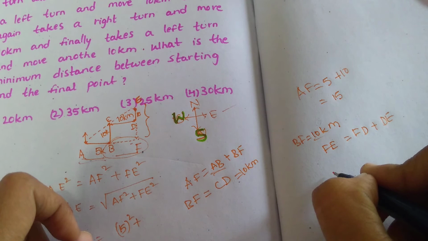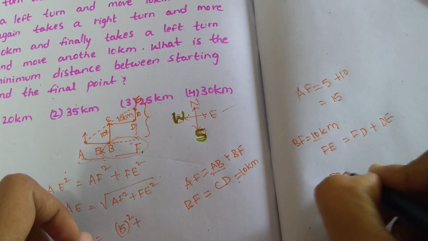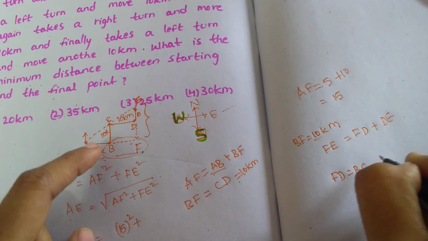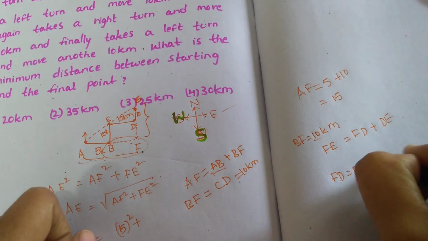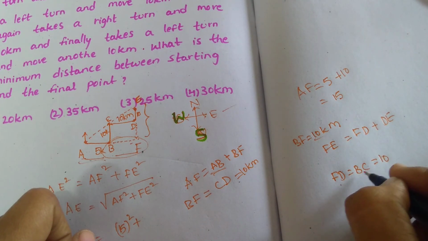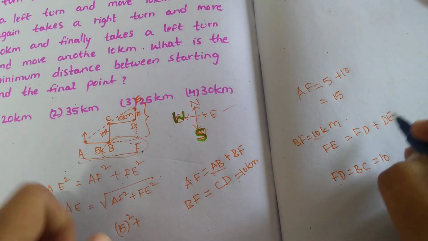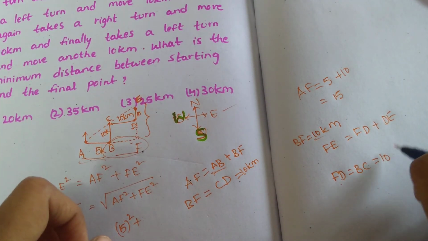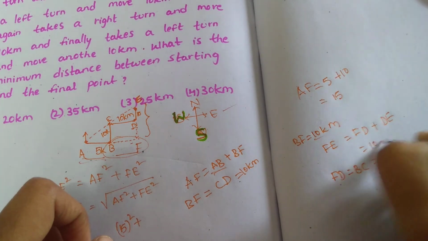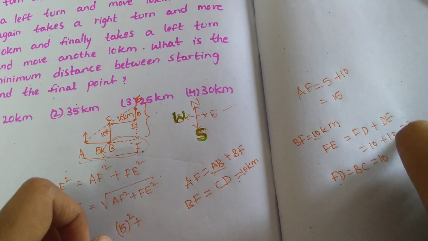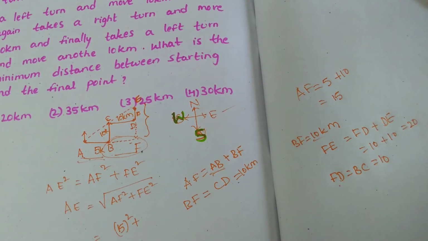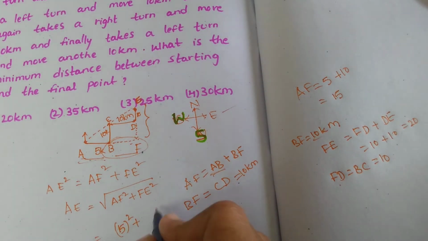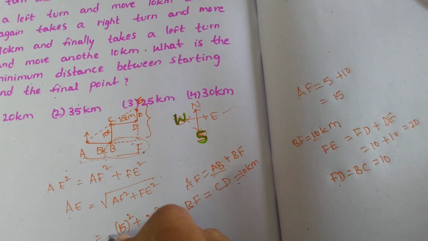FD equals BC. The distance between B and C is 10 km. So FD distance is 10 km. And the distance DE is 10 km. So 10 plus 10 equals 20. FE square equals 20 square.